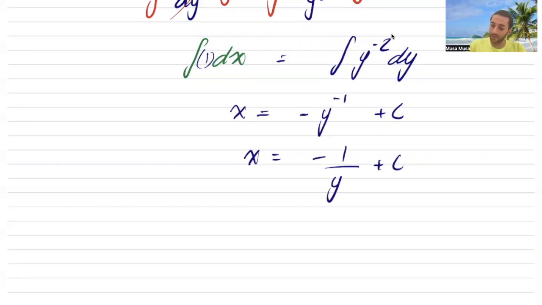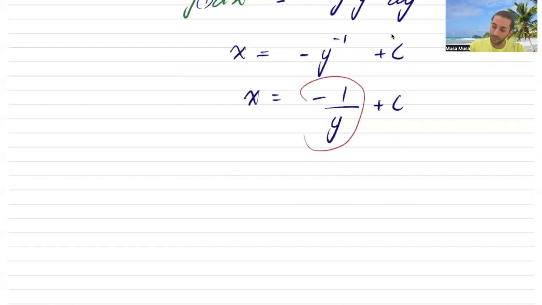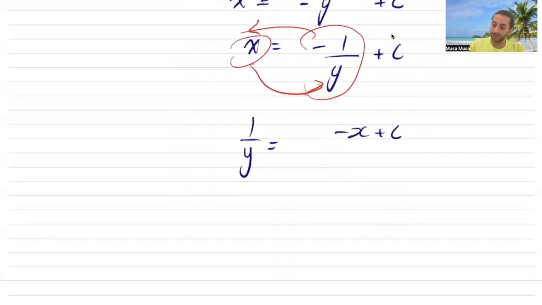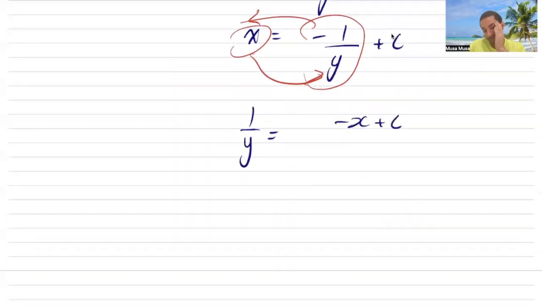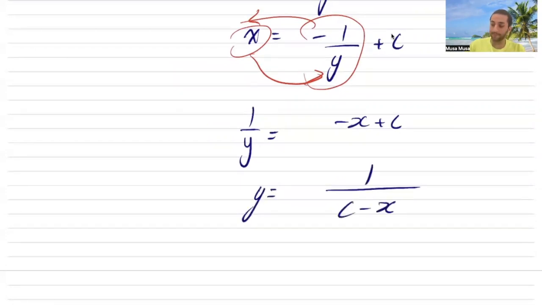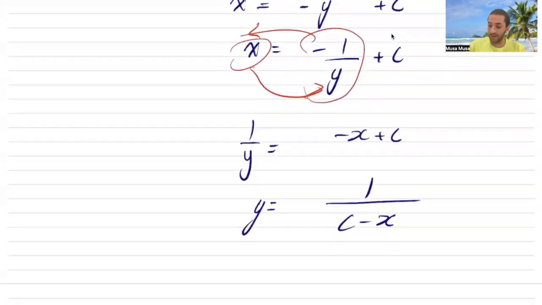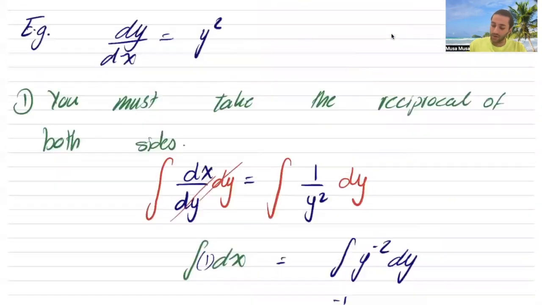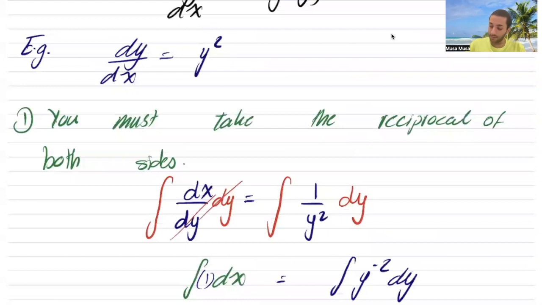So let me take this, move it to there, that, move it to there. And we get 1 on y equals minus x plus c. And then we'll do the obvious. There you go. Not bad, right? Not bad at all. That's that. So take the reciprocal and integrate with respect to y. That's the best way to do it.